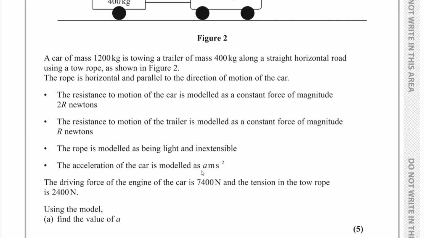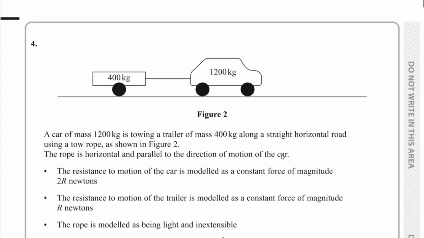The acceleration of the car is modelled as a meters per second squared. The driving force of the engine of the car is 7,400 newtons, and the tension in the tow rope is 2,400 newtons. Before we do anything else, let's add all this information to the diagram. So we've got the mass of the car, 1200 kilograms, the mass of the trailer, 400 kilograms. We've got the resistance of the car, 2R newtons, the resistance of the trailer, R newtons, the driving force of the car, 7,400 newtons, and the tension in the tow being 2,400 newtons.